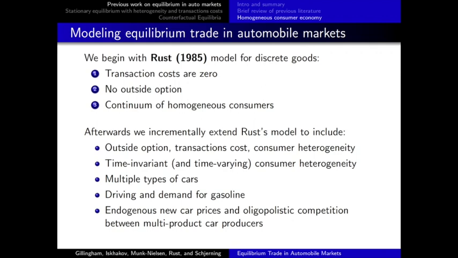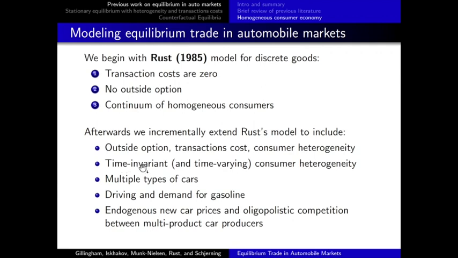This is really trying to learn from, like Keynes said, start simple and then add one thing at a time, and then analyze the effects one thing at a time. What is the effect of the outside option? What's the effect of transaction cost? What are the effects of consumer heterogeneity? And we're going to do that. So we're going to incrementally extend the Rust model to include outside option, transaction cost, and IID consumer heterogeneity. So that's the first step.